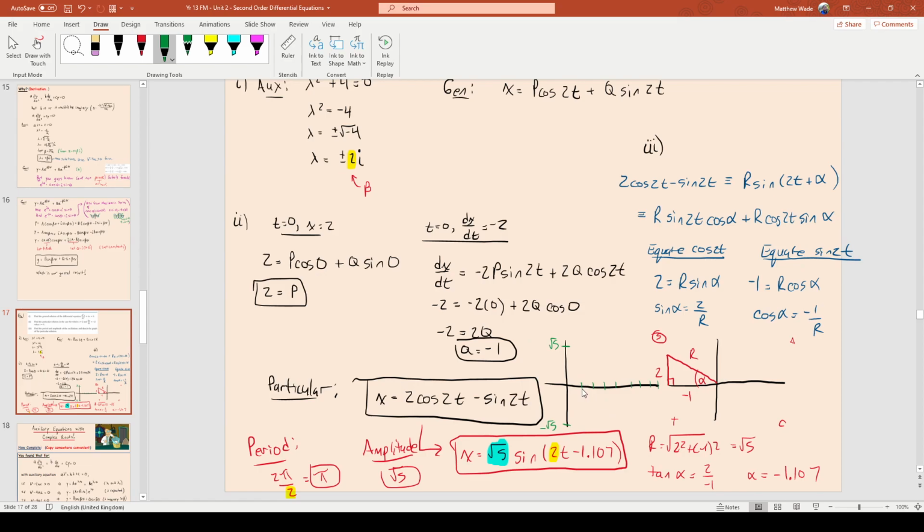Okay, it's pi over 2, so I'm going to put pi over 2 here. This is pi, so I'm going to skip 1 and put pi there. I'm going to skip 1 and put 3 pi over 2 here. And I'm going to skip 1 and put 2 pi here. Yeah, that's probably the way forward.